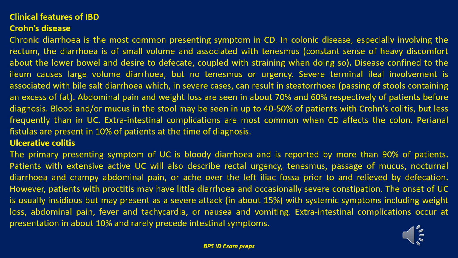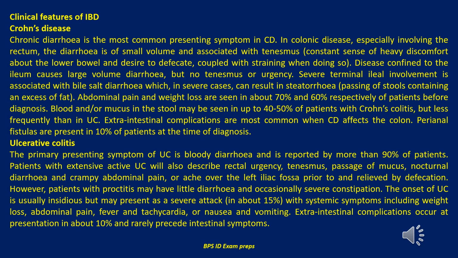Chronic diarrhea is the most common presenting symptom in Crohn's disease. In colonic disease, especially involving the rectum, the diarrhea is of small volume and associated with tenesmus, a constant sense of heavy discomfort about the lower bowel and desire to defecate, coupled with straining when doing so. Disease confined to the ileum causes large volume diarrhea, but no tenesmus or urgency. Severe terminal ileal involvement is associated with bile salt diarrhea which, in severe cases, can result in steatorrhea, that is passing of stools containing an excess of fat.